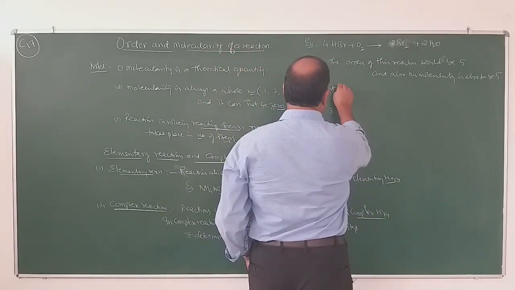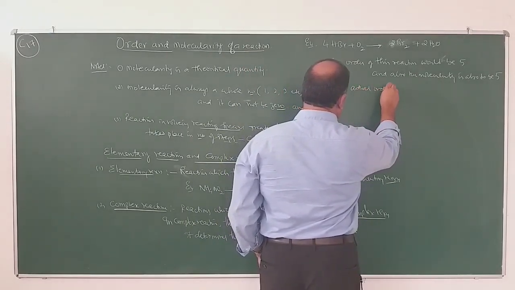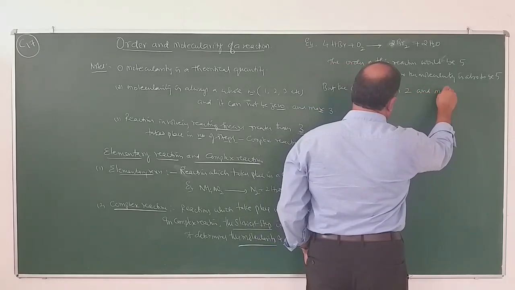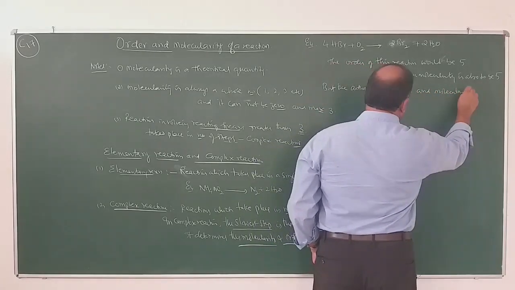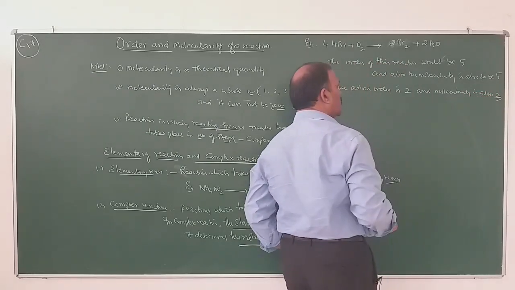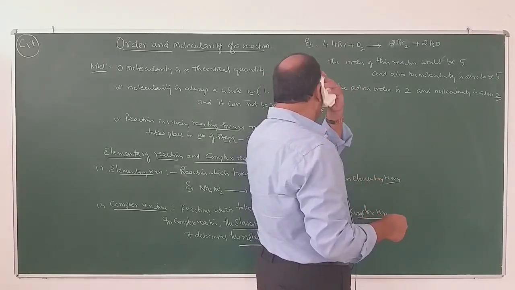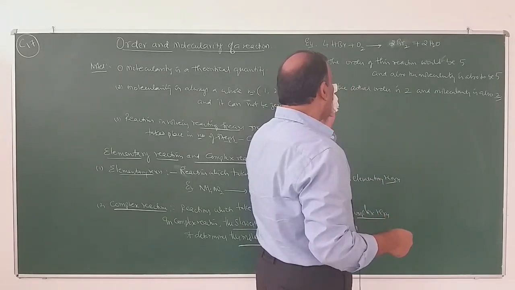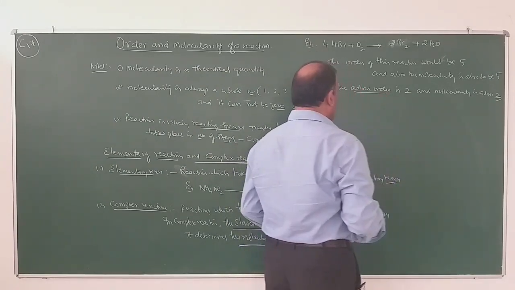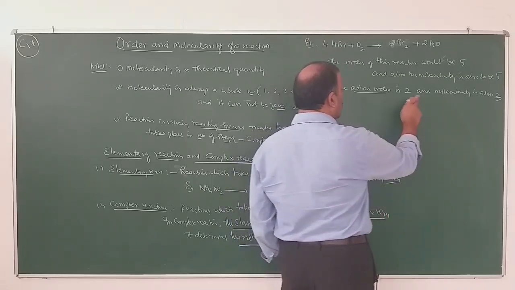But the actual order is 2 and molecularity is also 2. What is the expected order and molecularity? Expected order and molecularity is 5, but actually the order and molecularity determined by the experiments are 2.